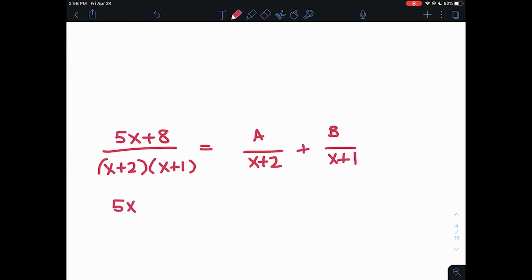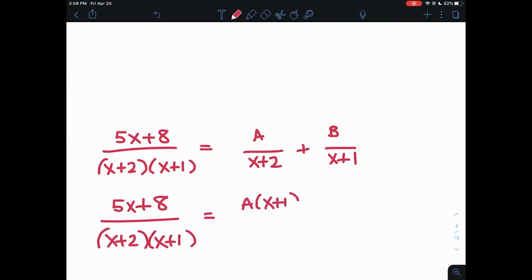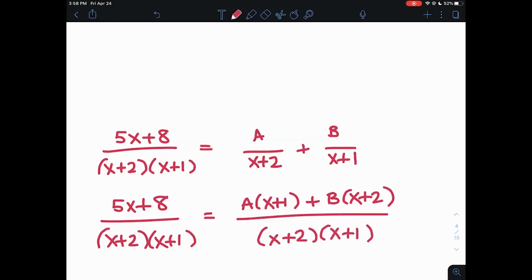So 5x plus 8 over x plus 2 times x plus 1 is equal to, now I'm going to actually add these two fractions together on the right. So I'm going to have a times x plus 1 plus b times x plus 2 over x plus 2 times x plus 1.